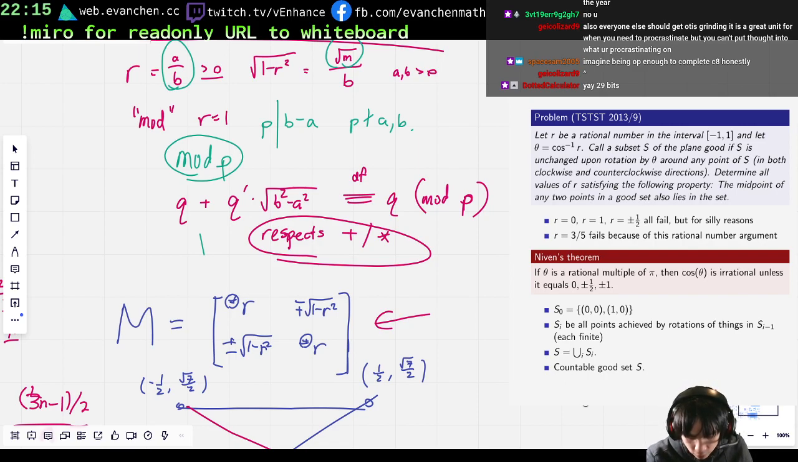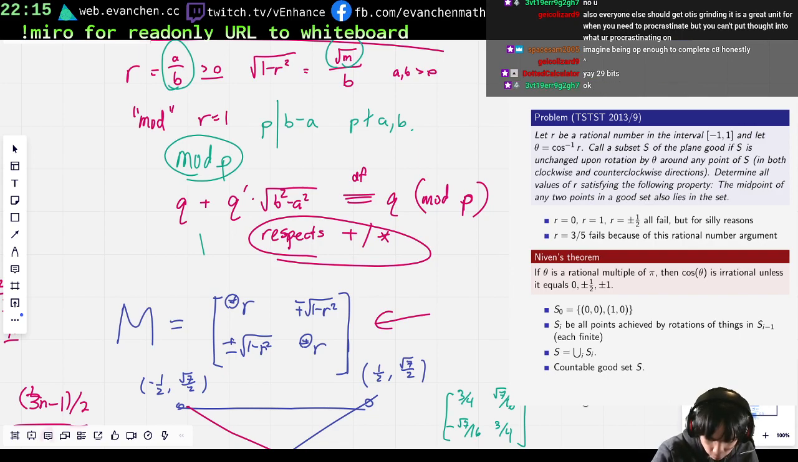Something strange is going on. So we're multiplying by the matrix 3/4, 7/16. Or sorry, root 7/4.